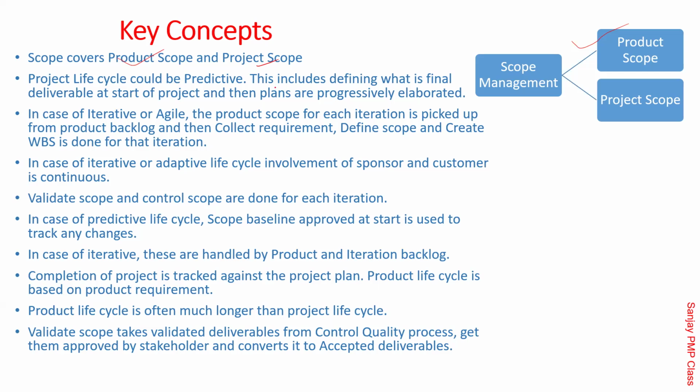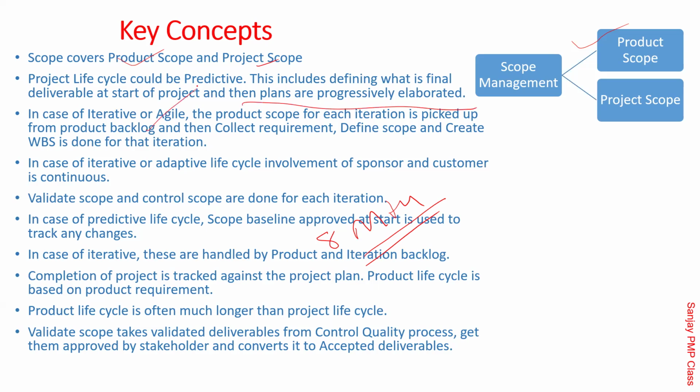The project life cycle could be predictive. If that happens, what you are going to do finally is decided in the beginning, and then you are progressively elaborating the plan. So basically you decide what you are going to do in 8 months of duration if it is the project duration, and then make a plan for 1 month at a time. Remember, there would be a broad level plan for 8 months and a detailed level plan for 1 month. You will keep on doing it at the end of every month, and that's what is called progressively elaborated.